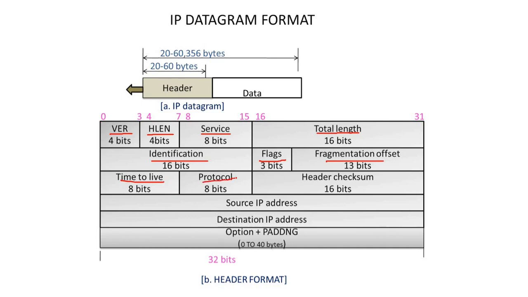Another field is the protocol, 8 bits, which gives the protocol version, that is, which protocol is going to be used. That is for the special purpose of indicating which protocol we are going to use. Then after that, the header checksum.